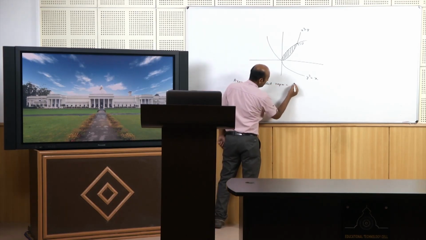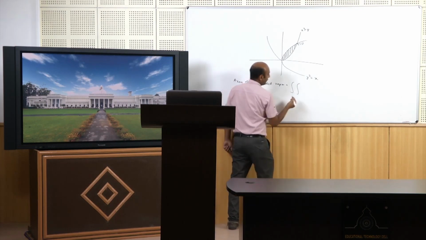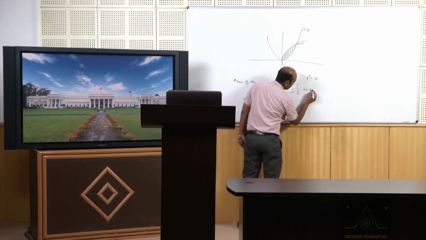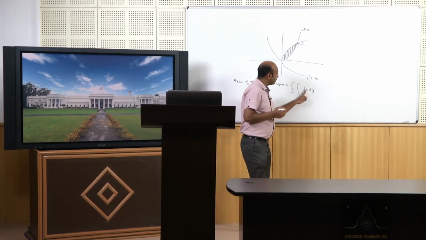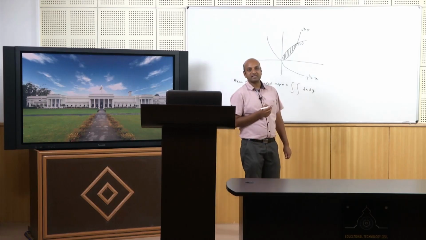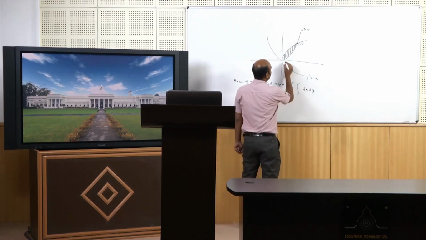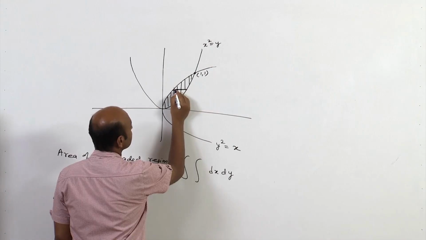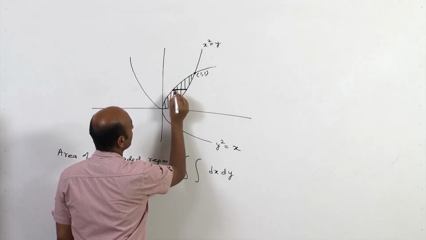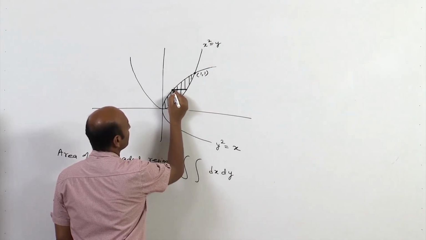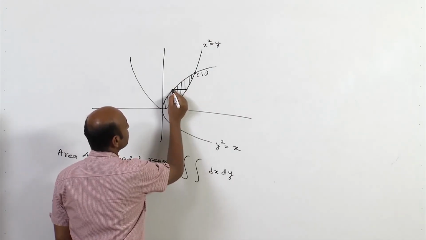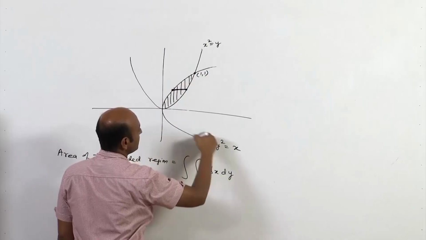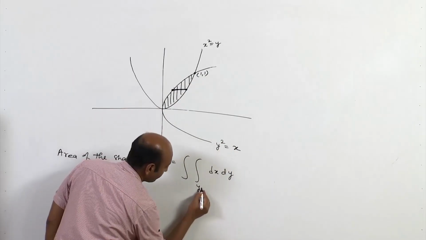will be a double integral. We can take dx dy or dy dx. Suppose we are taking dx dy. Now in dx dy, take a strip parallel to x axis first. Now what is x here? Lower bound, and this is the upper bound of x. What is x here? x here is this curve, that is y square.